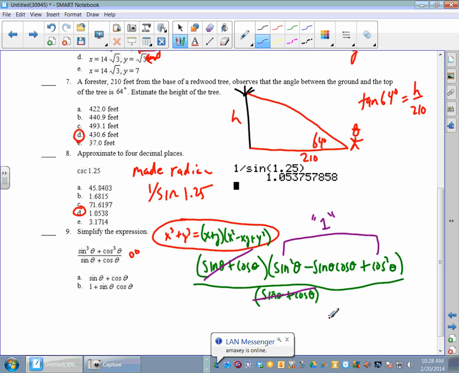So, that means your final answer is going to be 1 minus sine theta cosine theta. The Pythagorean identities are the ones to know. They are the big ones. Moving on.